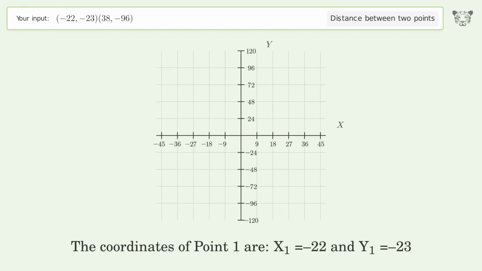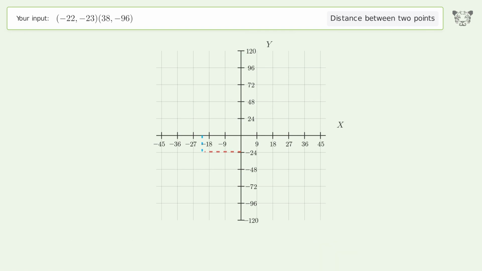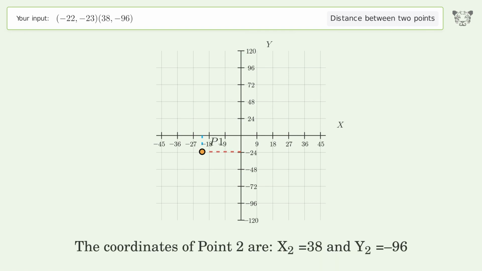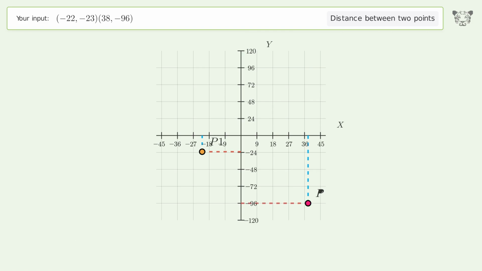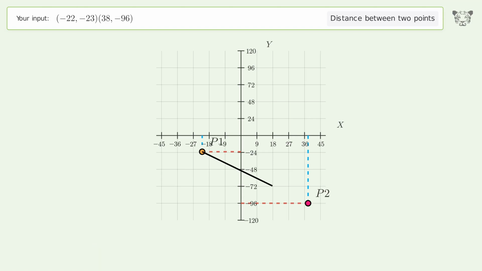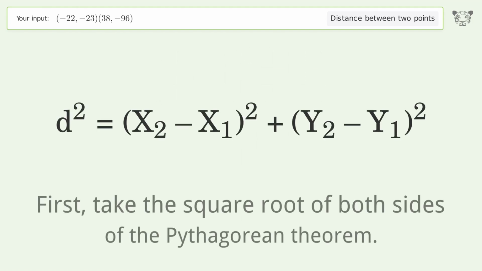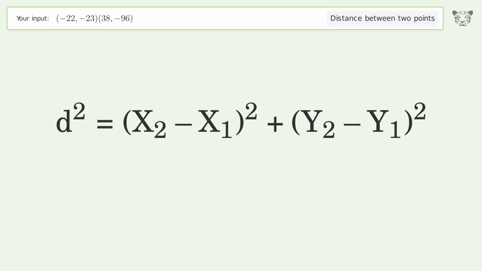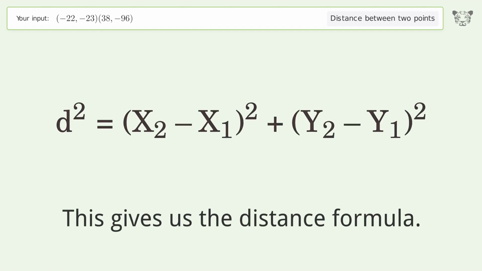The coordinates of point 1 are, x1 equals -22 and y1 equals -23. The coordinates of point 2 are, x2 equals 38 and y2 equals -96. D is the distance between the 2 points. First, take the square root of both sides of the Pythagorean theorem. This gives us the distance formula.